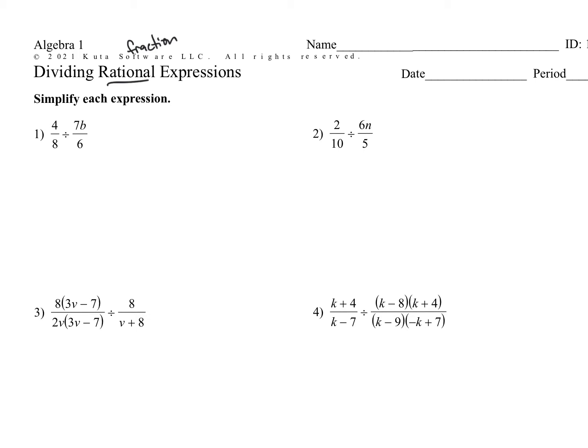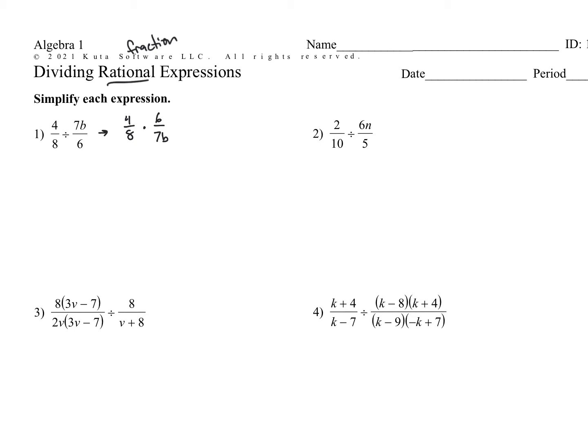Okay, and actually your first step should always be just rewriting the problem as keep, change, flip so that you know what you're looking at and you don't get things confused. So for number one, what I'm going to do is keep, change, flip. I'm going to rewrite as my first step. So I'm going to keep the first one times 6 over 7b. Again, it would be really easy to simplify that 4 over 8, but just rewrite it the first step and then start your math after the rewrite.